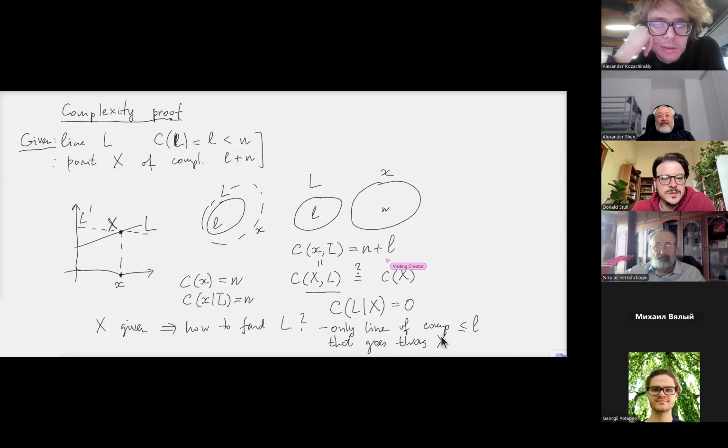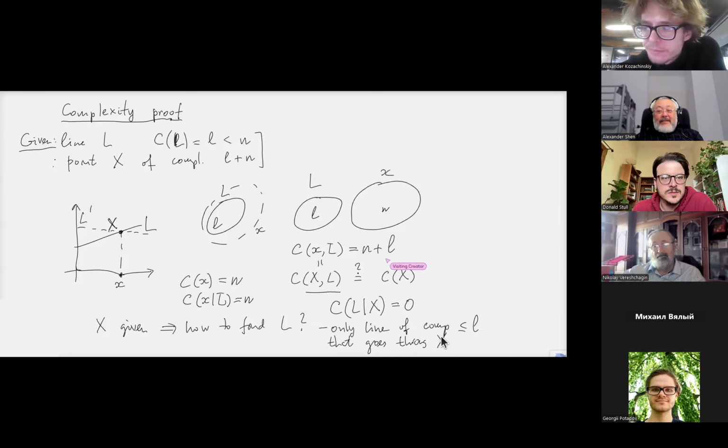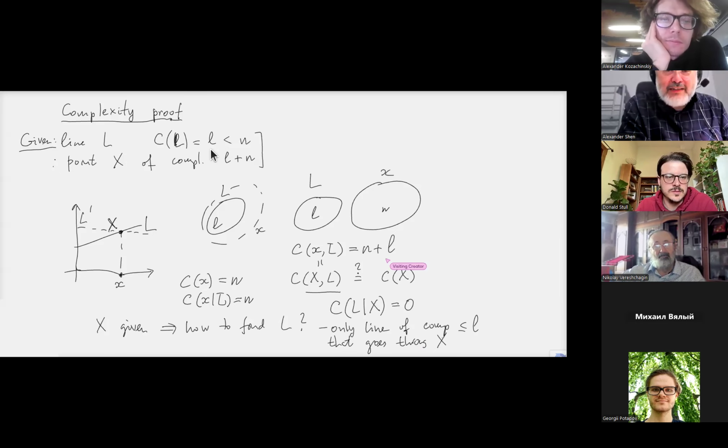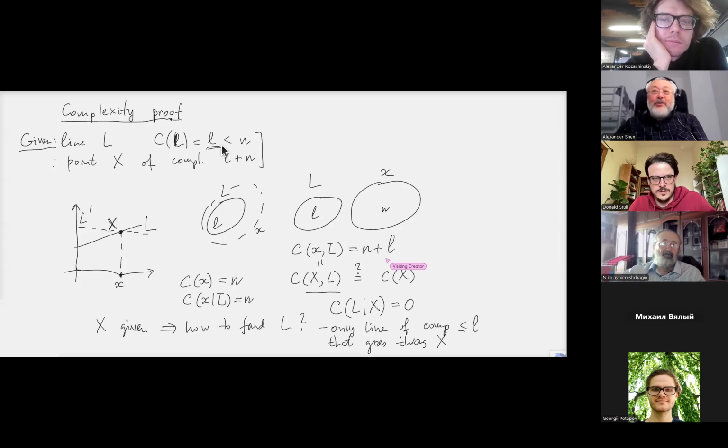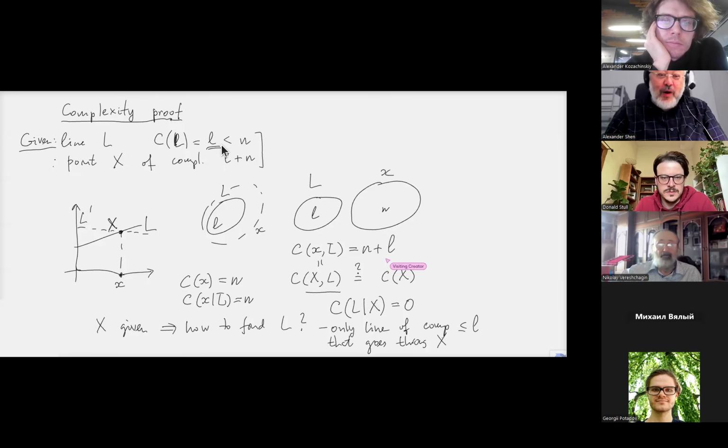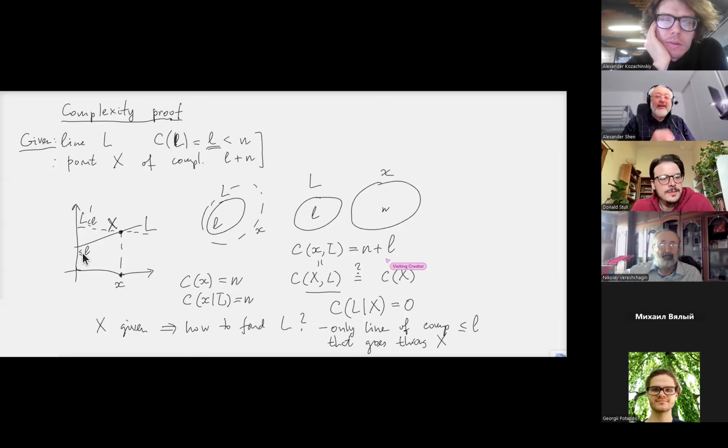Line of complexity at most L. So we know that the complexity of the line is some small l, and I claim that this is the only line that goes through X. Why? So why is it not possible that there are two lines of complexity smaller than L that go through X?